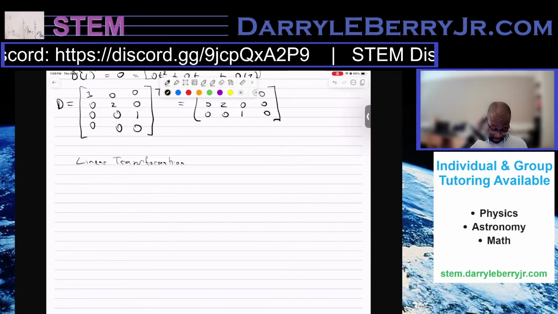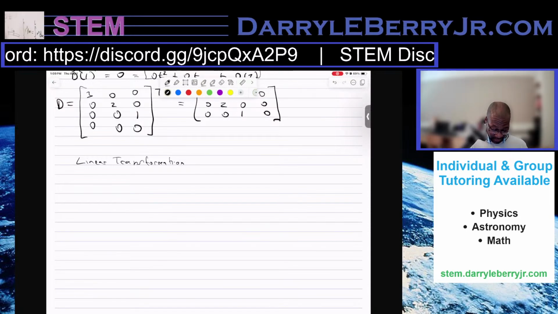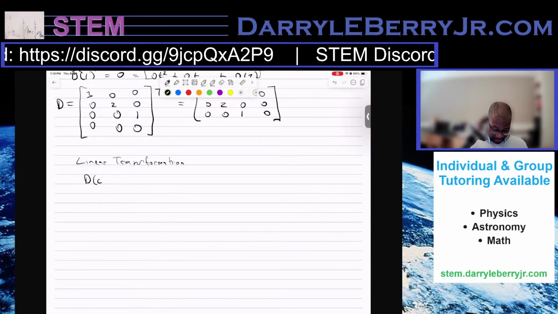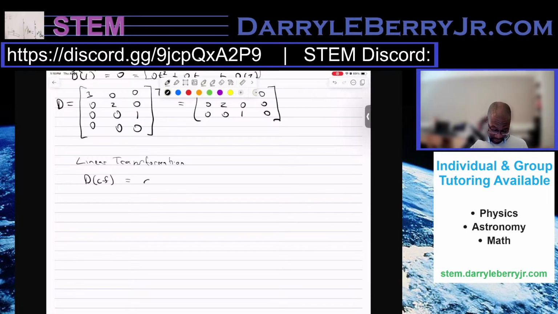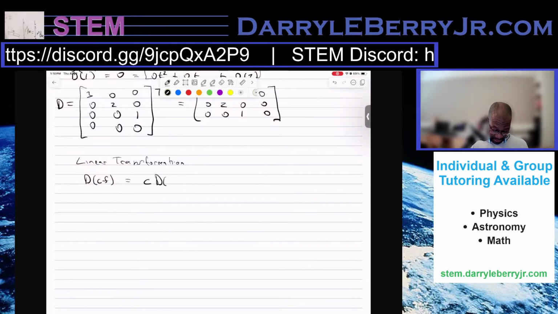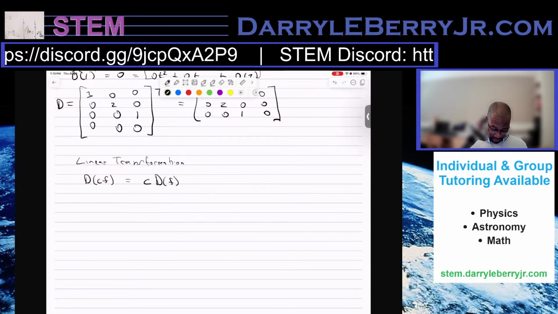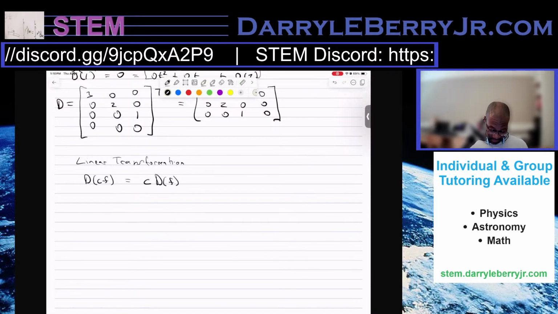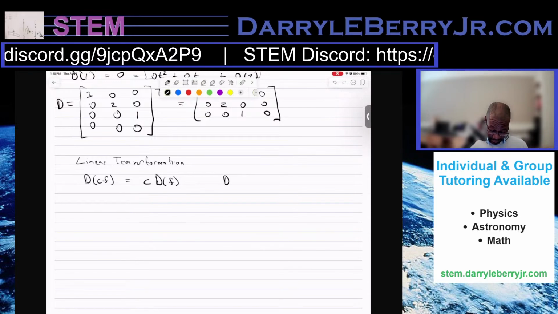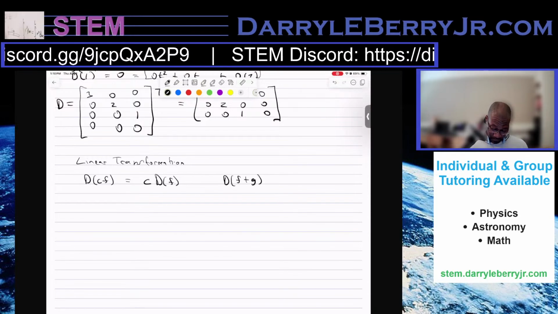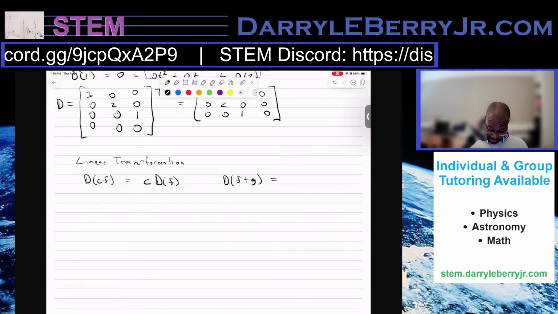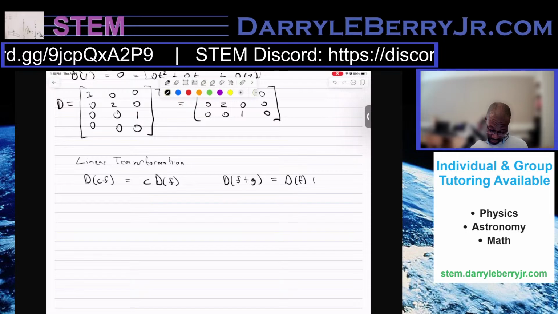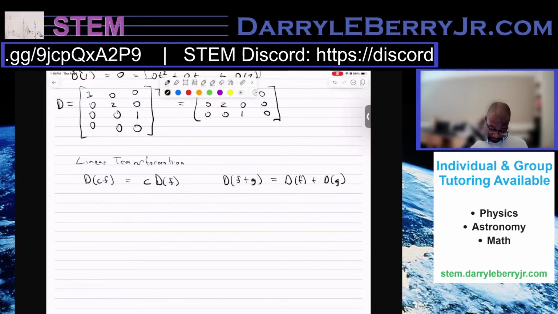So the first thing it needs to be is closed under scalar. If I take a transformation of CF, it needs to equal the same thing as C times DF. And also, it needs to work under addition. So if I take the derivative of F plus G, it has to equal the same thing as the derivative of F plus the derivative of G.